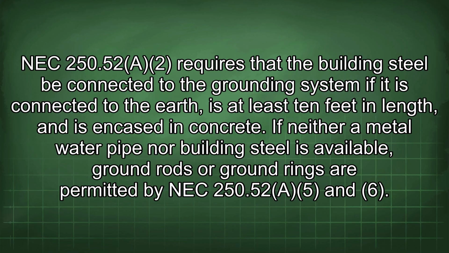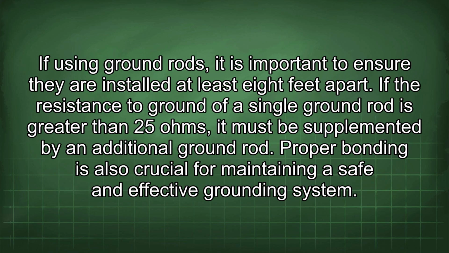If neither a metal water pipe nor building steel is available, ground rods or ground rings are permitted by NEC 250.52 5 and 6. If using ground rods, it is important to ensure they are installed at least 8 feet apart. If the resistance to ground of a single ground rod is greater than 25 ohms, it must be supplemented by an additional ground rod.